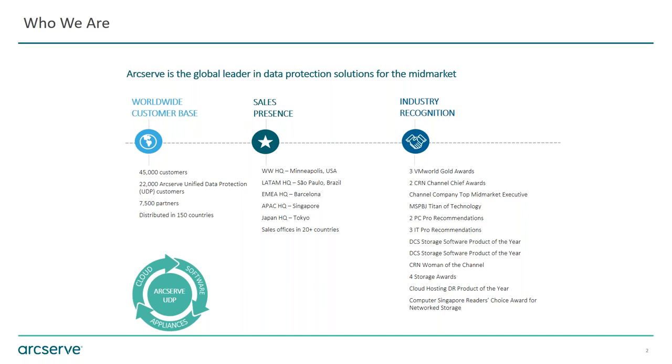In August 2014, Arcserve became an independent company again, and we are now a global leader in data protection solutions, primarily for the mid-market. We have over 45,000 active customers under maintenance. Nearly half of those customers are running our Unified Data Protection platform, which is our disk-based backup and recovery, and we're going to talk a lot about that today. We exclusively sell our software through our partners. So we have over 7,500 transacting partners around the world. We distribute software in over 150 countries, but we have a sales presence with people on the ground in over 20 countries. Our European headquarters are in Barcelona, and we've won numerous awards in the last 4 or 5 years for UDP, down to its innovative design and capabilities. We'll talk more about that towards the end.